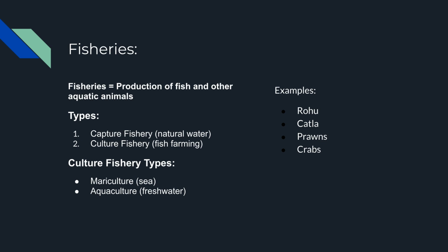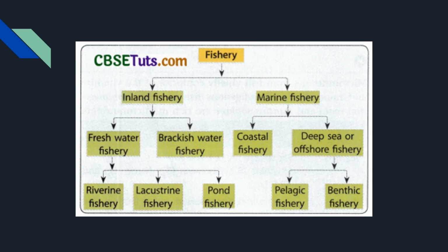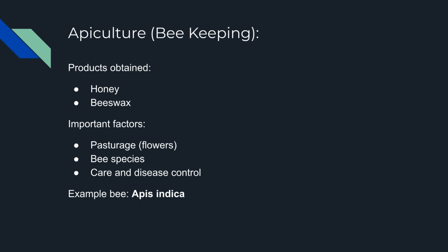Fisheries focus on the production of fish and other aquatic animals. They are categorized into capture fishery and culture fishery. Examples include rohu, catla, prawns, and crabs. Culture fishery types include mariculture in the sea and aquaculture in freshwater. This flowchart details the different types of fisheries, distinguishing between inland and marine fisheries and their subsequent categories.